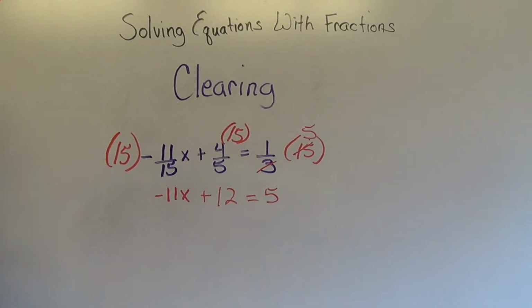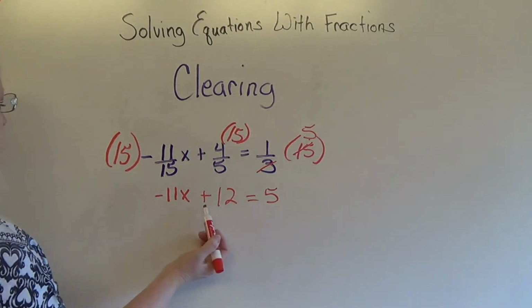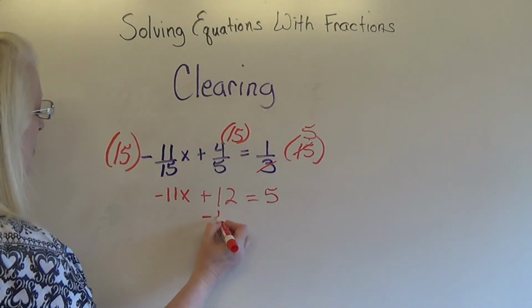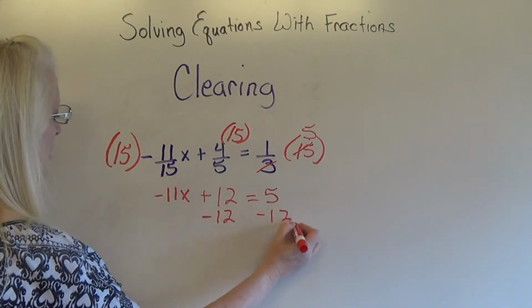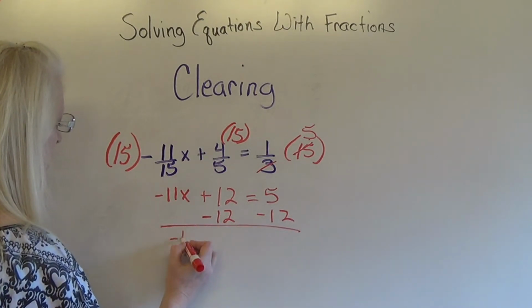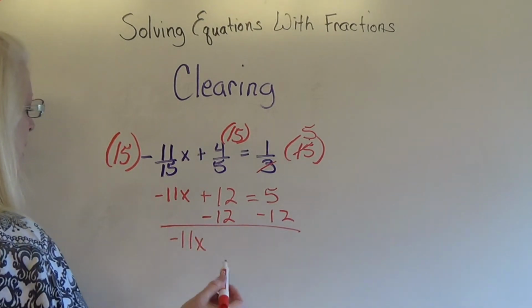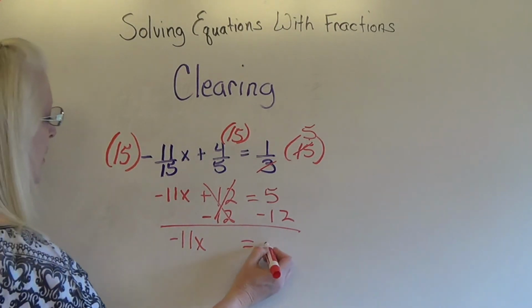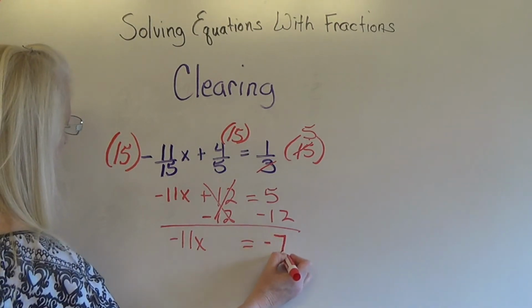This is a two-step. So in a two-step, what you want to do is eliminate all addition and subtraction first. So on the equal sign, on the left side, I have a positive 12, and I want to get rid of that by doing the opposite. That leaves me my negative 11x. Those go away. And then I combine these. That's going to be negative 7.